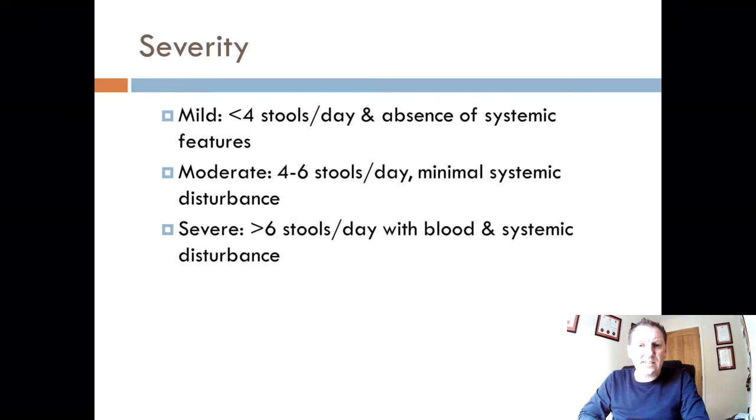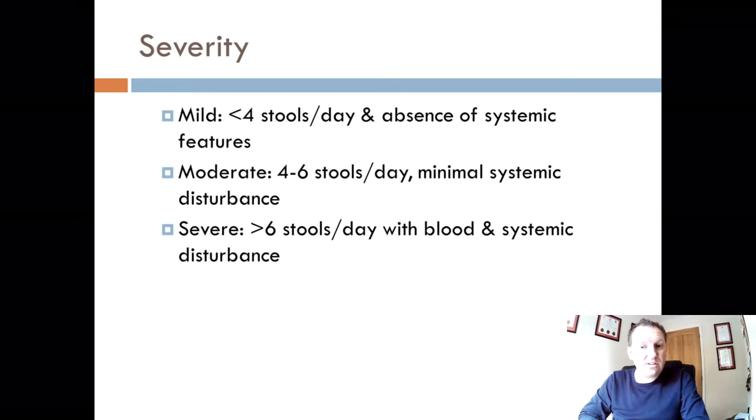So how do we assess the severity of it? Now, this is something called the Truelove and Witts scale, and you don't need to remember this because I'm not going to ask you specifics on this in exams ever, but it's just to give you an idea that you don't actually have to be going to the toilet that many times to have a severe flare of inflammatory bowel disease. So a mild flare-up of IBD is less than 4 stools a day and no systemic features.